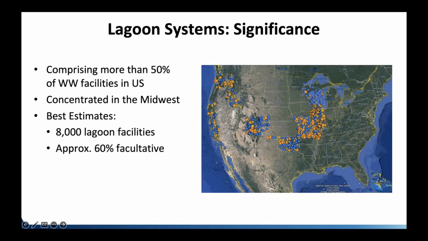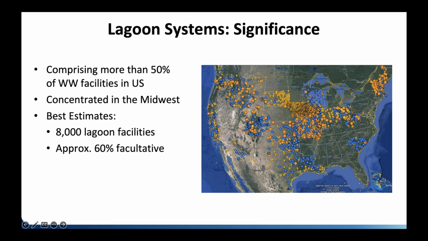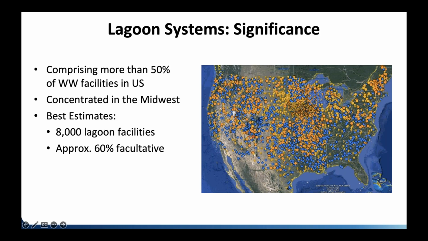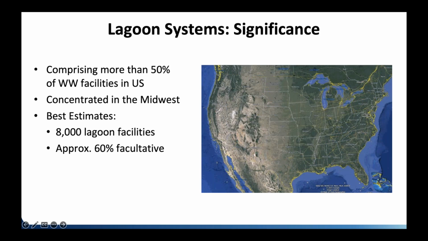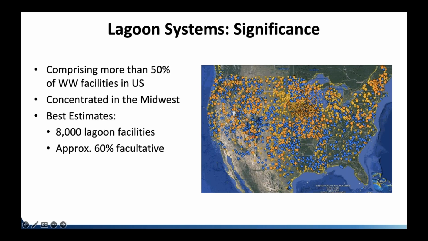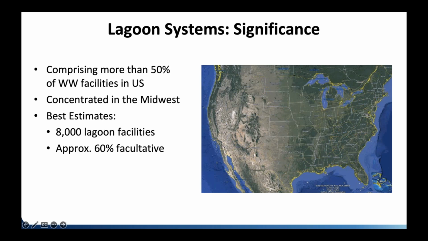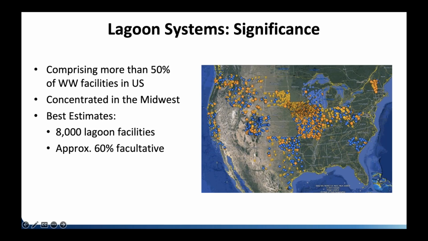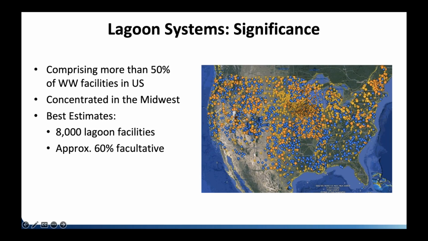So there are a lot of lagoons. This is very significant in terms of the overall wastewater treatment composition. I was researching this again. I used to think that lagoons made up about 1/3 of all wastewater treatment facilities. Now they make up about 50%, is what I researched yesterday according to the EPA, and that's over 8,000 lagoons across the entire United States.